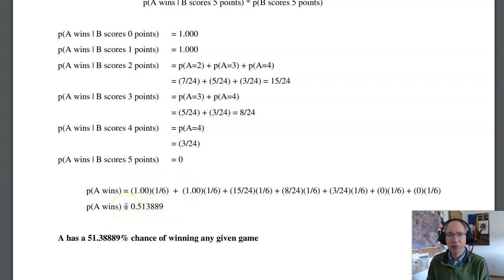So there's a 51% chance that A is going to win any given game. That's what conditional probabilities do. They let you take a harder problem and split it up into smaller manageable problems.